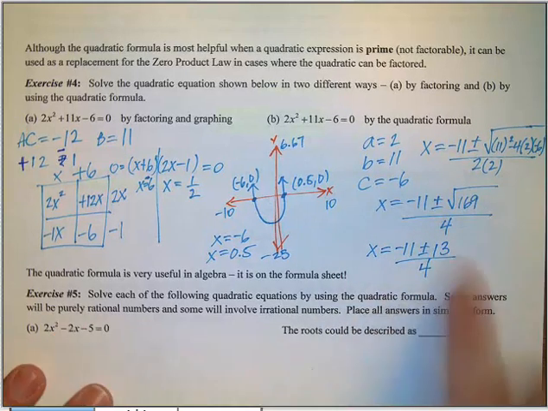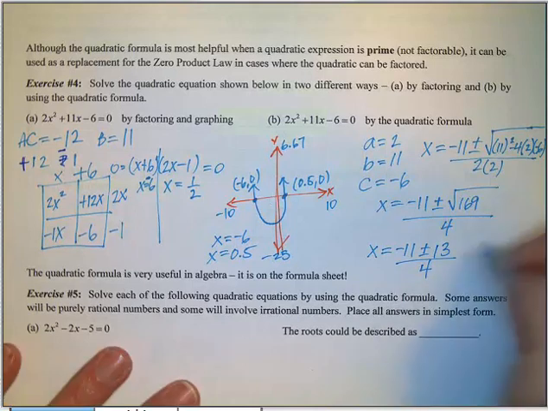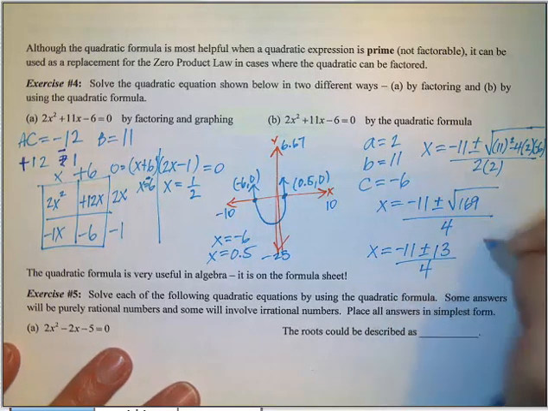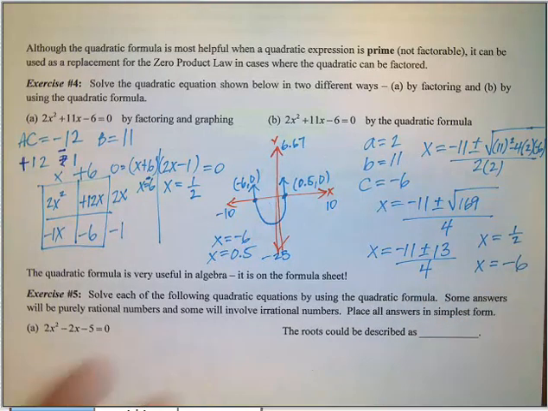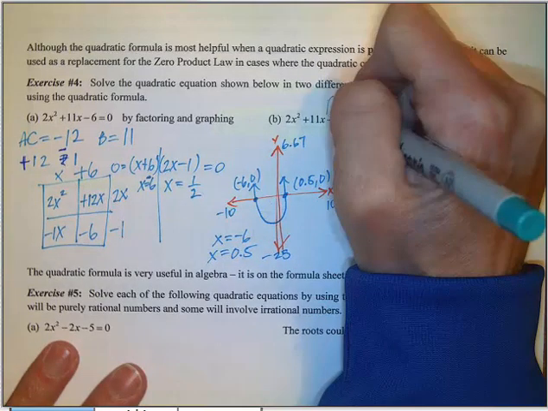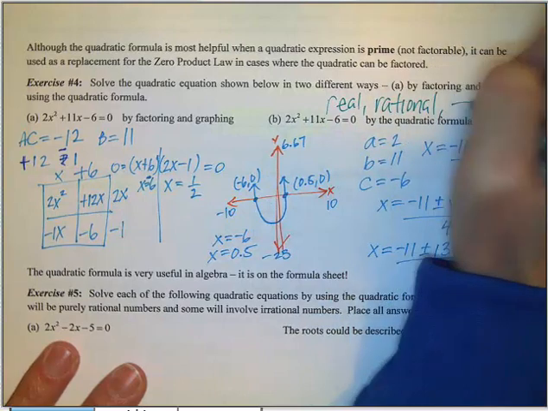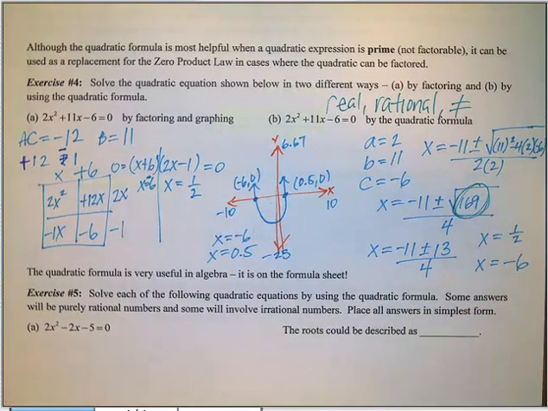All of this is rational. So I have to do the math. Negative 11 plus 13 is 2 divided by 4. So I get 1/2. Negative 11 minus 13 is negative 24. Divided by 4 is negative 6. These answers are real, rational, and not equal. All because of what was under that radical sign.